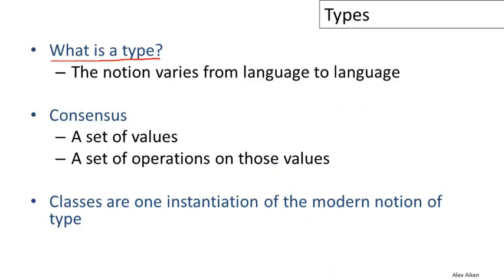This question is worth asking because the notion of what a type is does vary from programming language to programming language. Roughly speaking, the consensus is that a type is a set of values and also, perhaps more importantly, a set of operations that are defined on those values. For example, if I look at the type of integers, there are some operations you can do on integers. You can add and subtract integers, and you can compare integers, whether they're greater than or equal or less than.